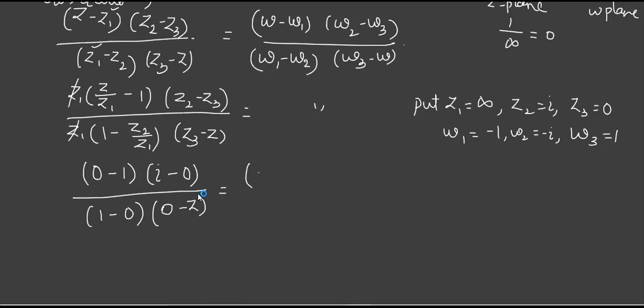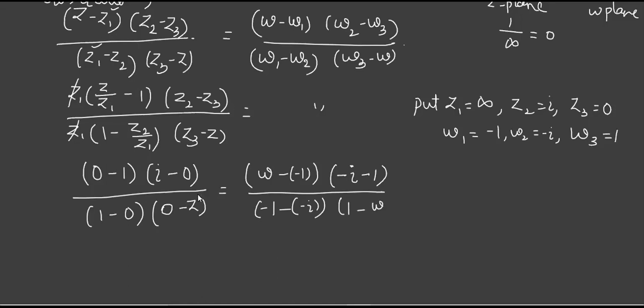Now here, W minus W1. What is my W1? -1. Minus What is W2? -I. W2 is minus I. Minus, what is W3? 1. Divided by W1, -1, W2 is minus I. Straight away you can write minus and minus as plus. Okay, I'm showing you the substitution. W3 is 1. W should be written as W only. Okay. This is what is after substitution.